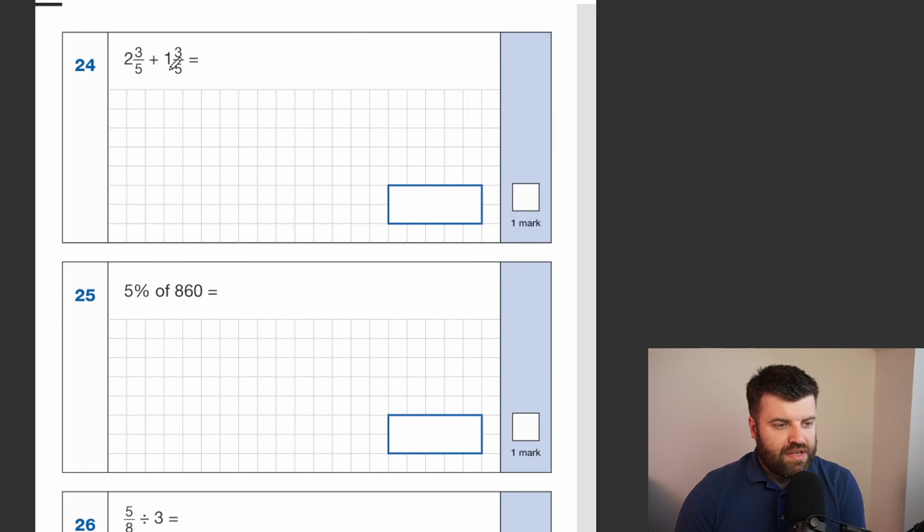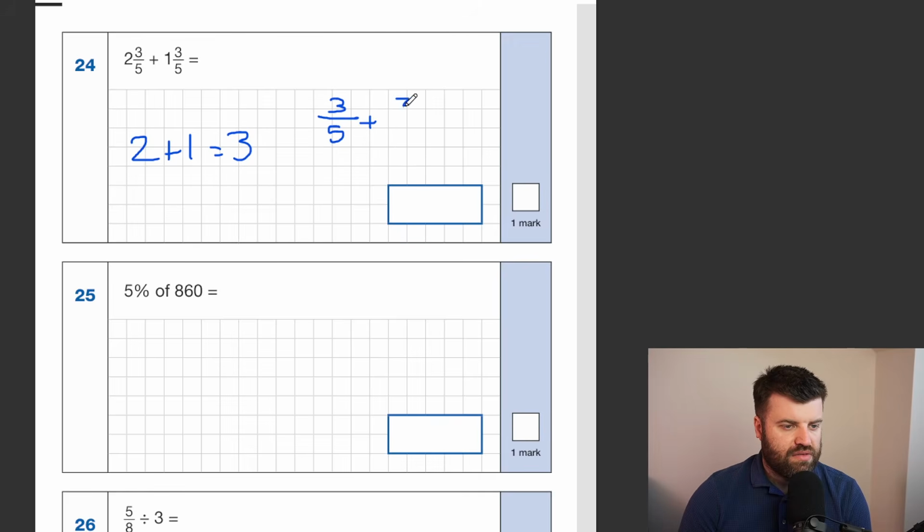2 3/5 plus 1 3/5. Here's what I'm going to do. I'm actually going to separate the integers with the fractions. So we have two mixed numbers here. I'm going to do 2 plus 1, which is just 3. So easy. Then I'm going to do the fractions over here. 3/5 plus 3/5. Cool. That's 6/5.